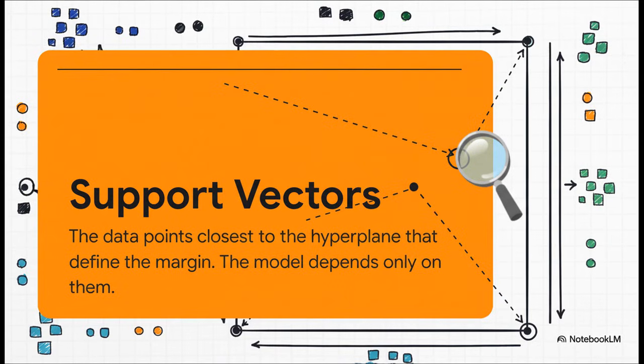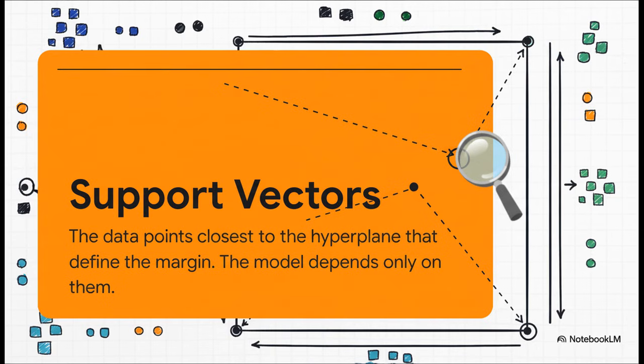Now, take a look at the data points that are right on the edge of that margin. The ones almost touching the line. These guys have a special name. They're called support vectors. And here's what's so cool about them. They are the only points that matter. Seriously, you could delete all the other data points, and as long as these support vectors stay put, the hyperplane won't change one bit.